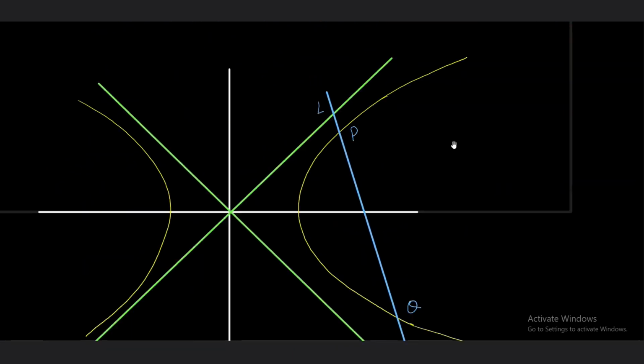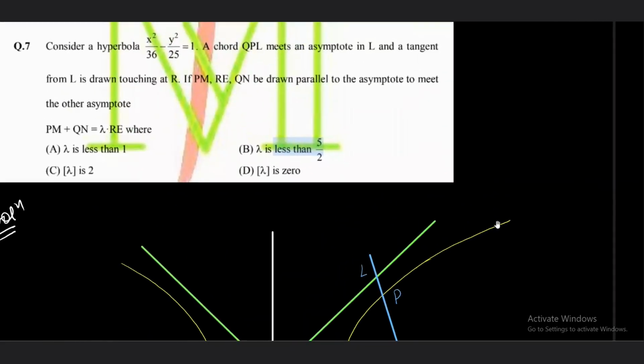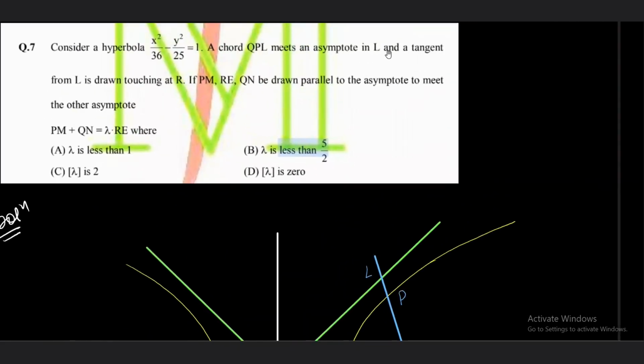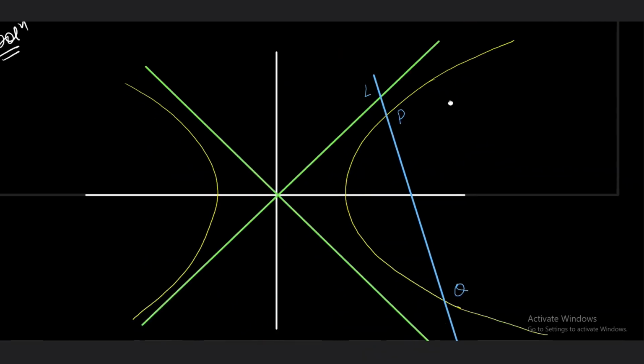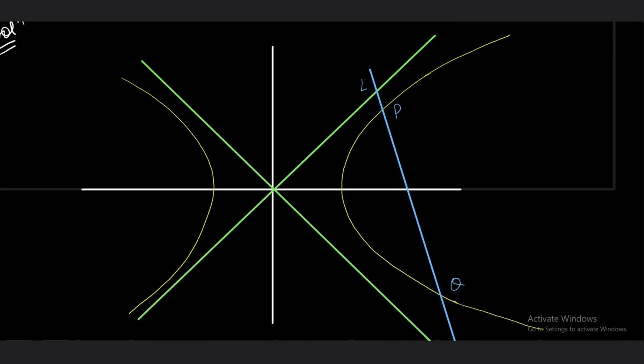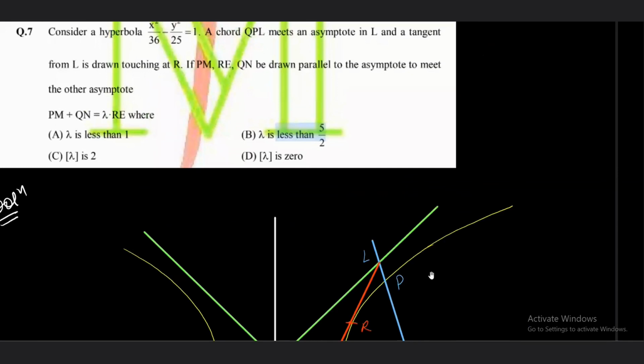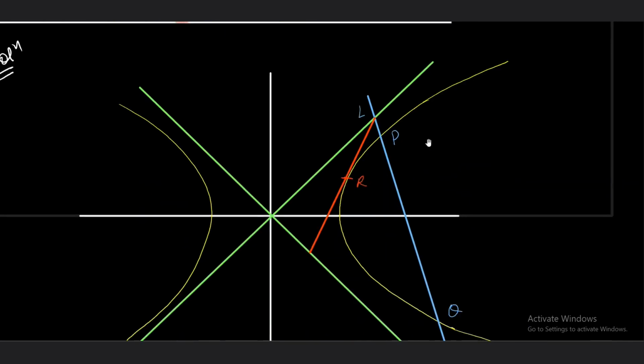ठीक है, अभी नेक्स्ट स्टेप में क्या करना है? अभी हमें क्वेश्चन आगे पढ़ना है. तो लेट अस रीड द क्वेश्चन. A chord QPL meets an asymptote in L and a tangent from L is drawn touching the hyperbola at R. Now my next step is tracing a tangent line from the point L to the hyperbola. तो चलिए हम tangent line बनाते हैं from this point touching the hyperbola at some point. ये लीजिए. So assuming that the point of contact here is R. Let us see, I think they have also given this point as R only. Yes, R. And I'm taking this another point, now this point as L dash.